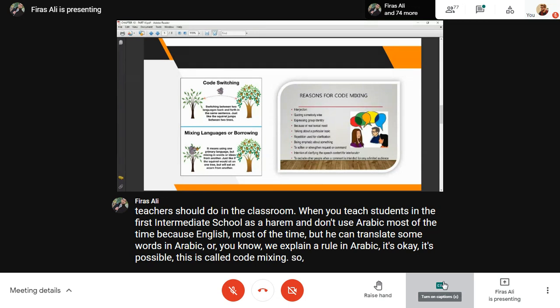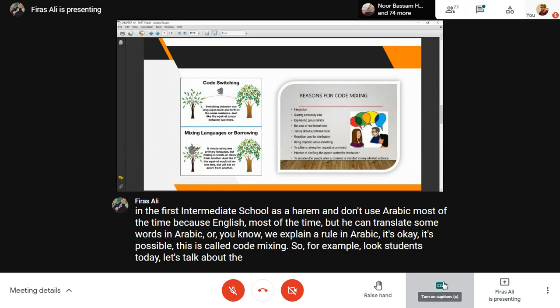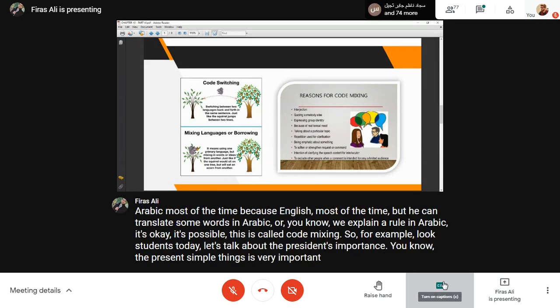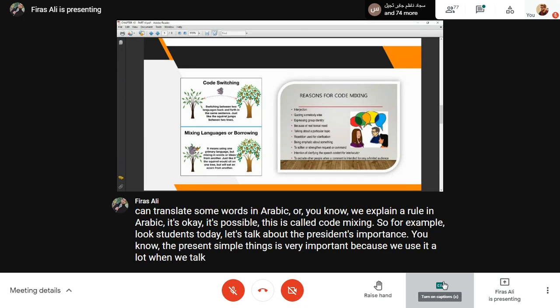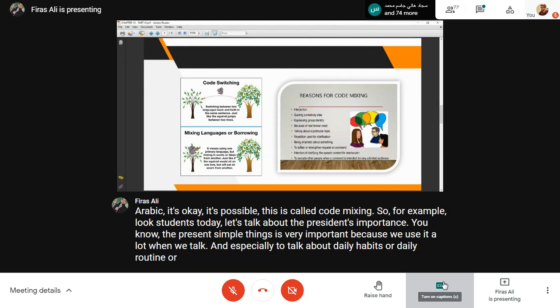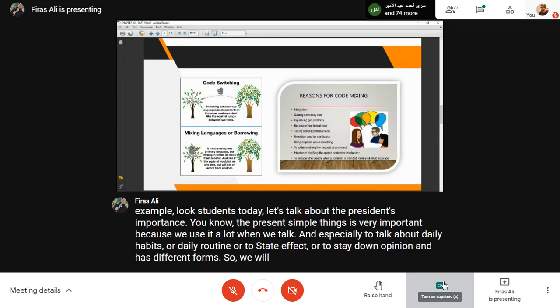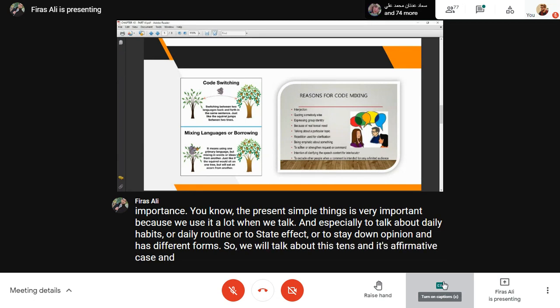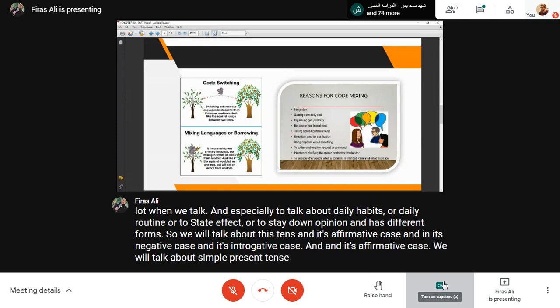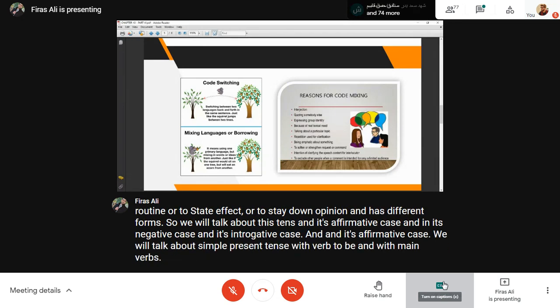So, for example, look, students, today let's talk about the present simple tense. The present simple tense is very important because we use it a lot when we talk, especially to talk about daily habits or daily routine, or to state a fact or to state an opinion, and it has different forms. So we will talk about this tense in its affirmative case and in its negative case and its interrogative case. And in its affirmative case, we will talk about simple present tense with verb to be and with main verbs. This is a very important tense.